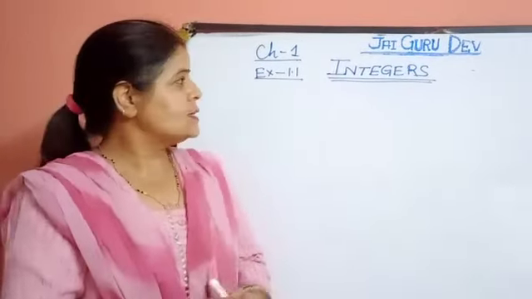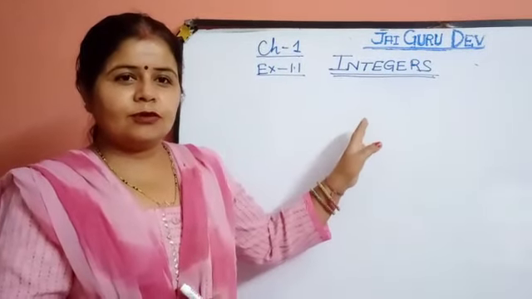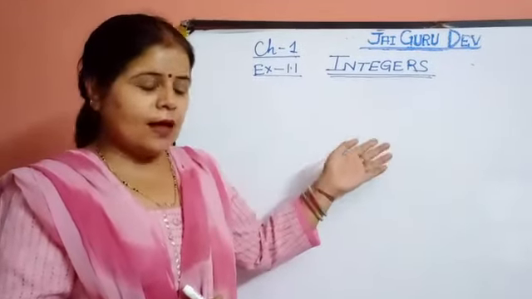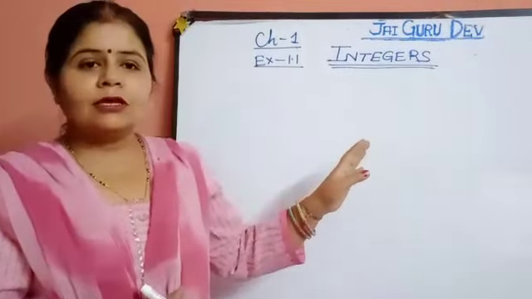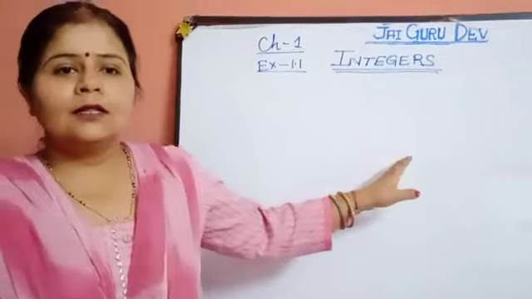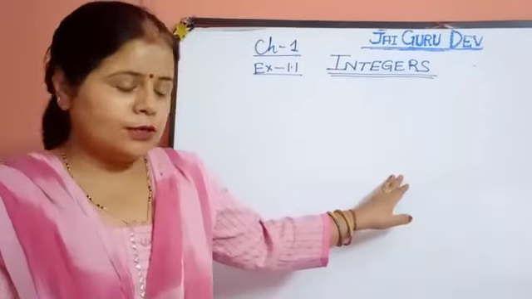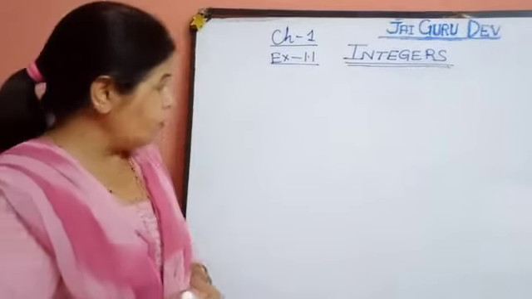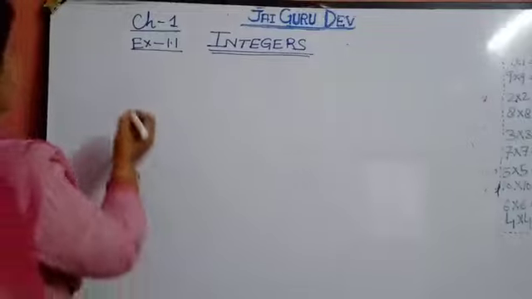In the previous class we learned the remaining few properties of integers, and then we started exercise 1.1, in which we did up to question number 3. Now today we are going to start from question number 4 onwards. Just see what question number 4 from exercise 1.1 is. Find the sum.